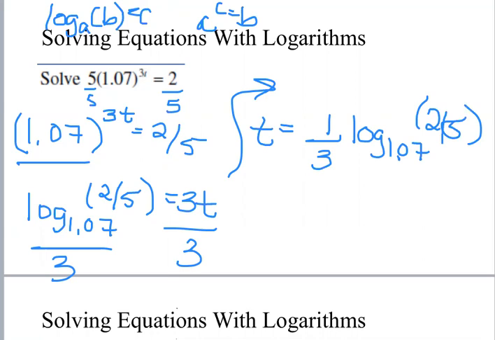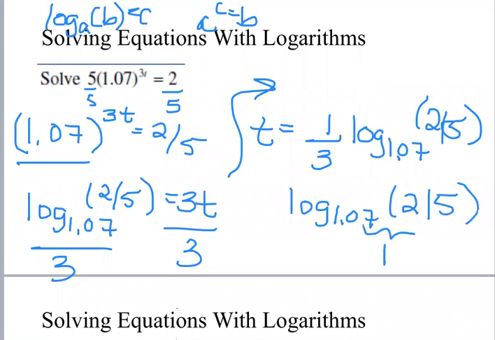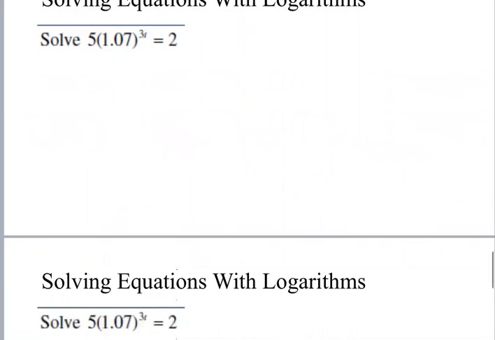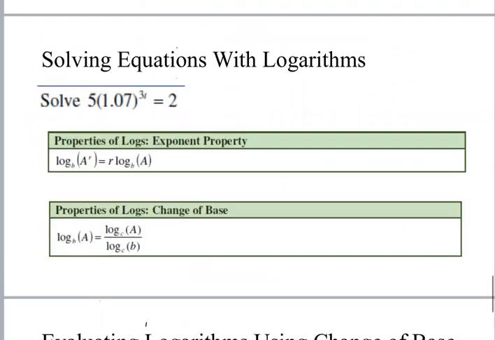And then this is a number. This is truly a number. This log base 1.07 of 2/5 is just some number. So the question is, how do we get that number? All right, let me keep going. If I move too fast, just rewind me.